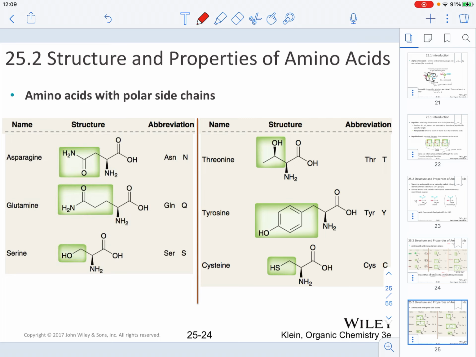Now, there are amino acids that have a polar side chain, and those include threonine, tyrosine, cysteine, serine, glutamine, and asparagine. If we look at their structures, specifically for threonine, tyrosine, and serine, we see that they have hydroxyl groups. Cysteine, on the other hand, has a thiol group. Asparagine and glutamine are going to have amides in their structure. And that's what constitutes the polar side chain that they have in them.